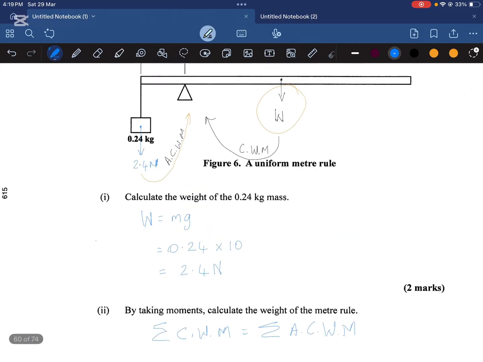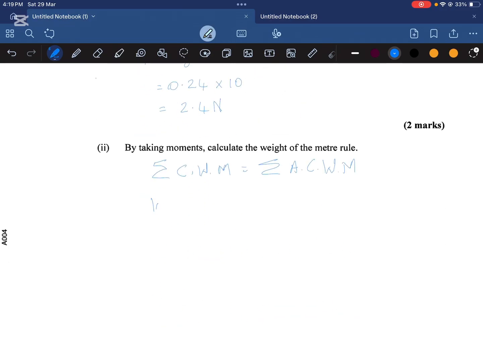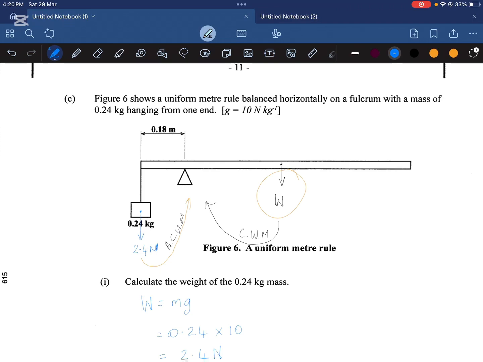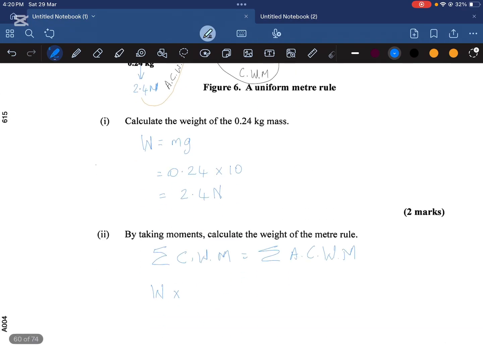But in this question, we only have one clockwise moment, which would be the weight of the meter rule times the distance that it's away from the pivot. Now here is the trick to find the distance. We know that the full thing is 1 meter, and we know that from where the mass is to the weight, that is 0.5 meters. If 0.18 meters is away from the edge on the left side, then this length here would just be 0.5 minus 0.18, which would be 0.32 meters.